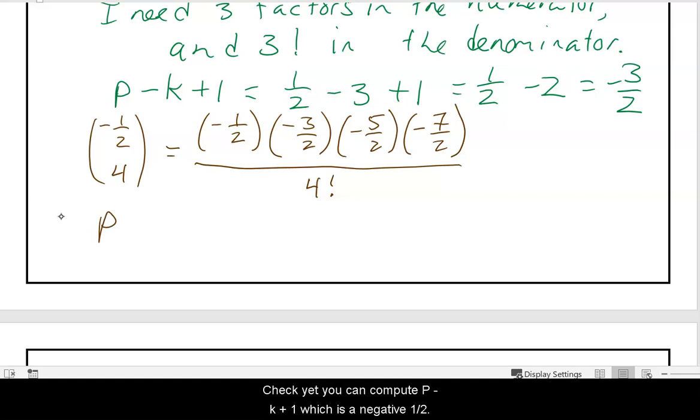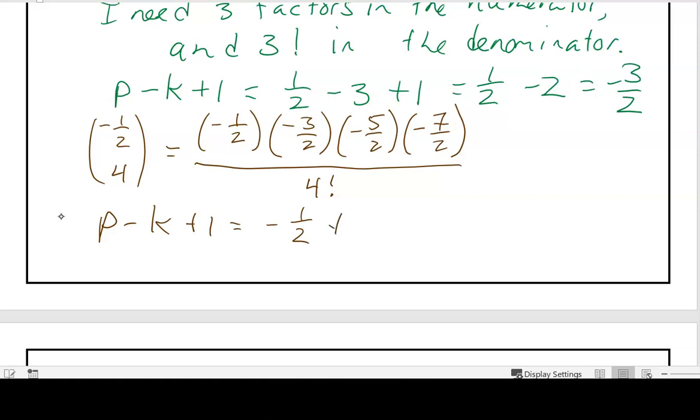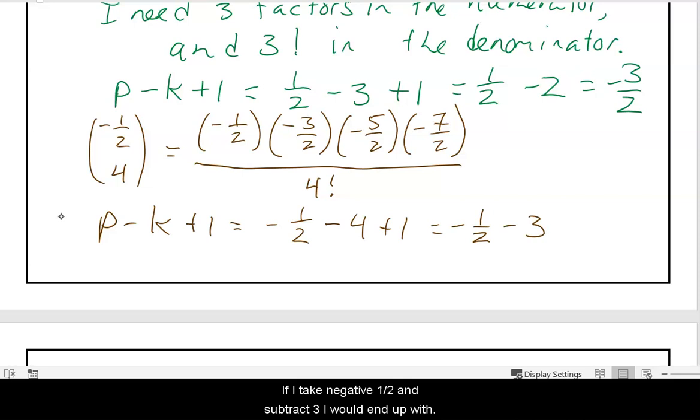To check it, you can compute p minus k plus 1, which is -1/2 minus 4 plus 1. Minus 4 plus 1 would give me -3. If I take -1/2 and subtract 3, what would I get? -7/2. There you go. They match.